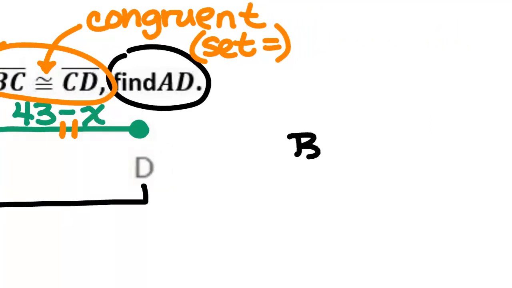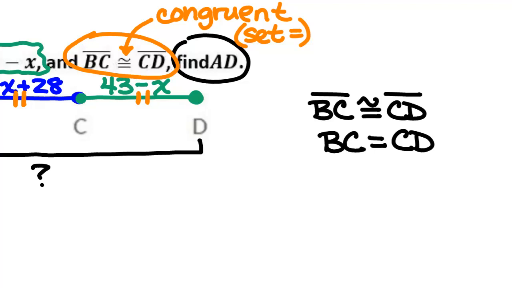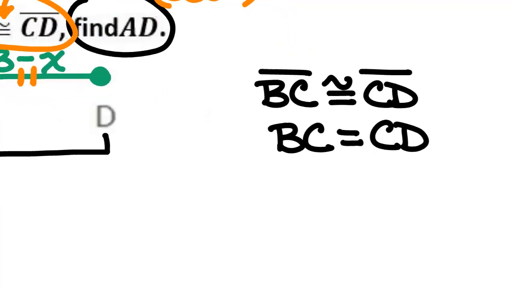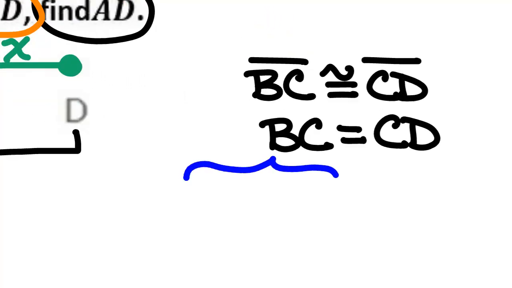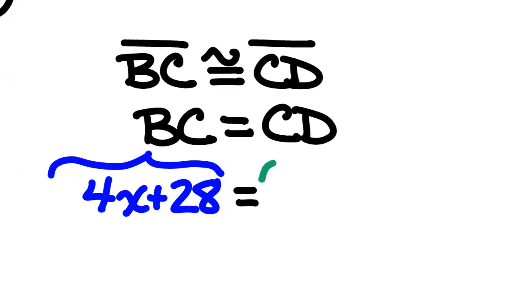Well, if BC is congruent to CD, that means I need to take BC and set it equal to CD. What should we replace BC with? What substitutes in? 4x plus 28. So 4x plus 28 is equal to what? 43 minus x.